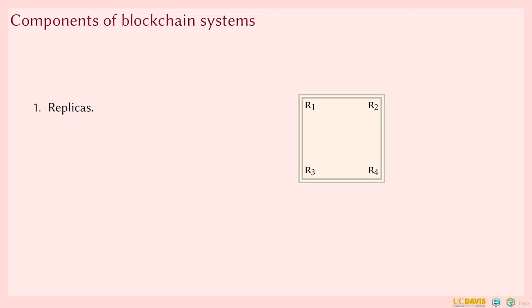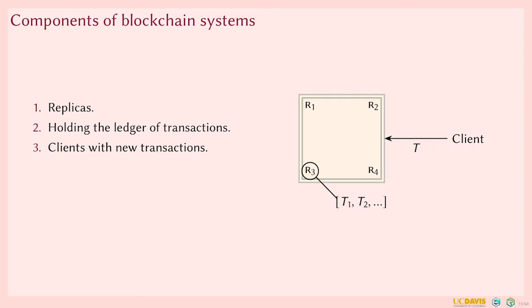Now let's look a little bit further. So if we would have a blockchain system, it's of course not just a blockchain, it's a system. So what does it comprise of? Well, first we have replicas, and these replicas each hold the ledger or the blockchain, and this ledger is just a sequence of transactions. We also have clients, and these clients want to process new transactions, propose new transactions.